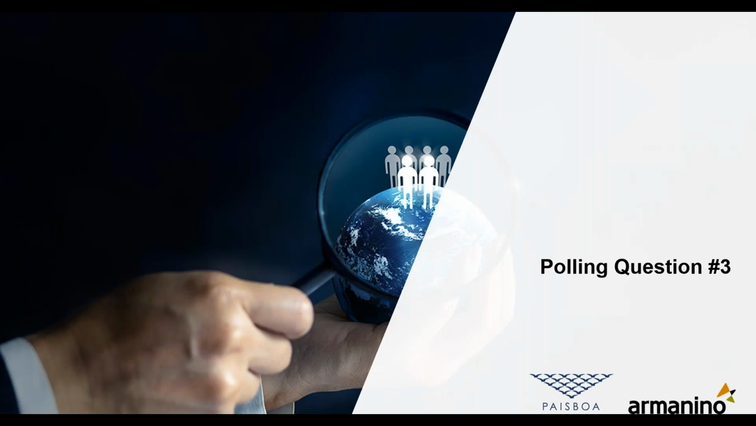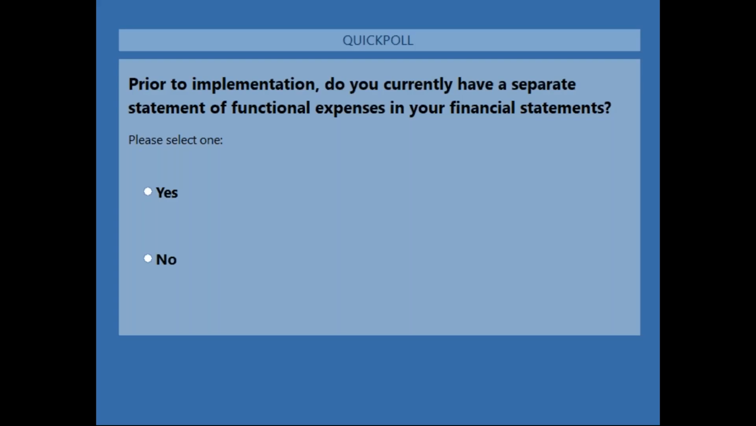Awesome. So now we're going to go ahead and go into our third polling question. Just as a reminder, we do have 6 today. You need to answer at least 5. So prior to implementation, do you currently have a separate statement of functional expenses in your financial statements? Yes or no? We'll give everyone a few seconds to get their votes in.